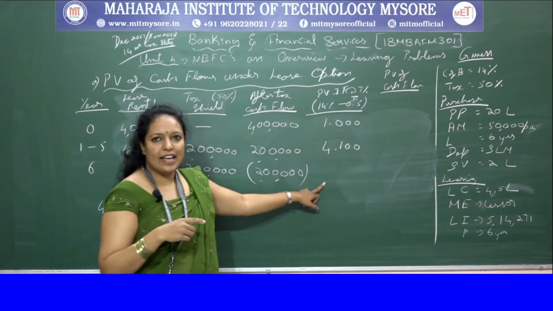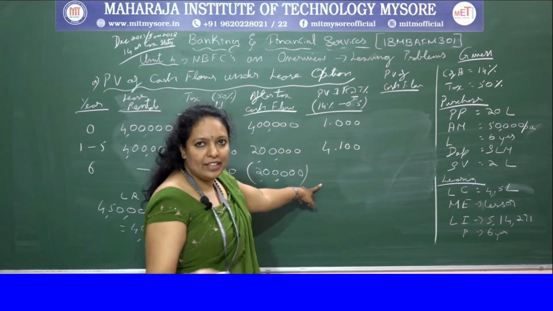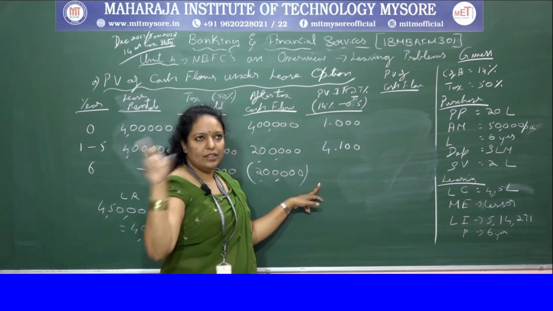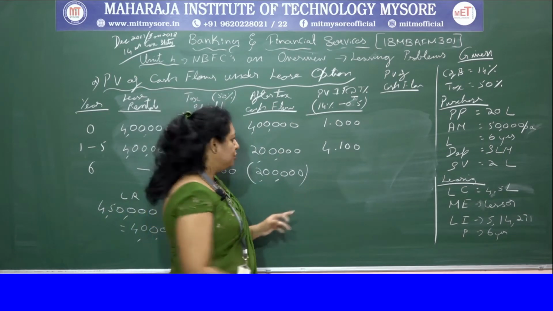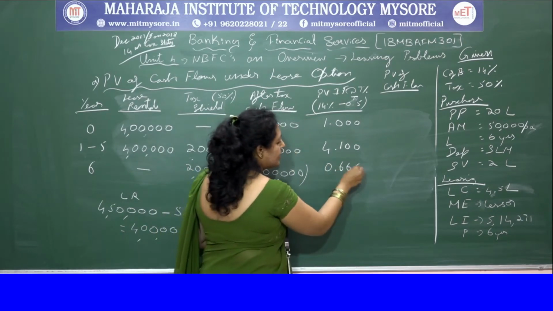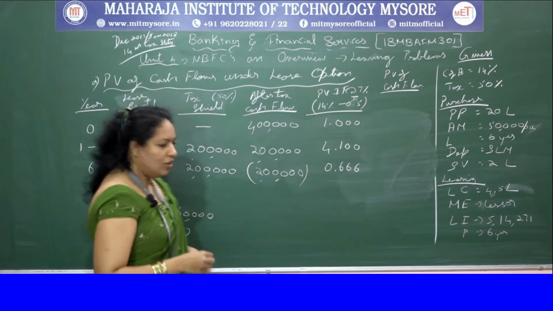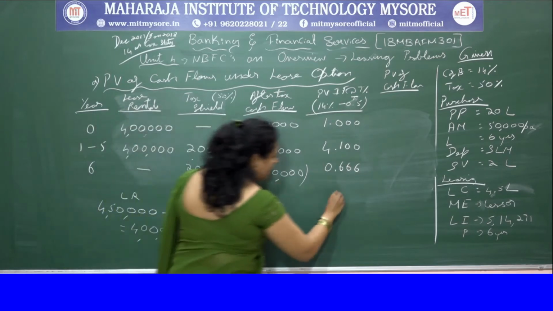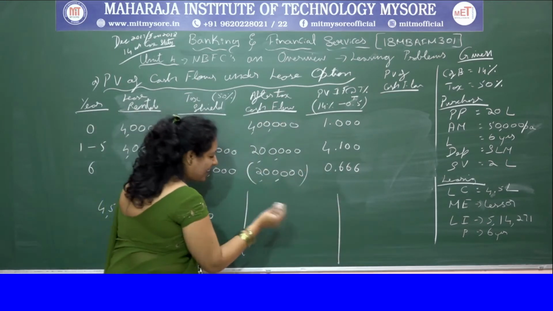And last year's factor, I already have it in the book. Either you can refer to the table or else I'll show you the calculation after this. 0.666. Or else I'll just show you the calculation here. It's better, I guess. It's 7%.